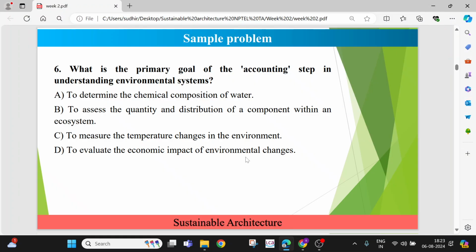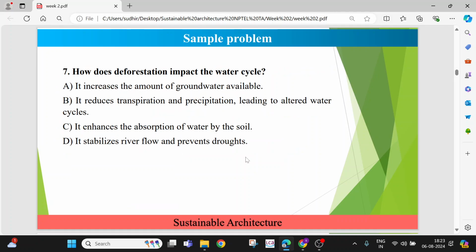So this is question number 7. How does deforestation impact the water cycle? As per the given four options, which will be the right answer? B. Yes, option B is the correct answer for this one.